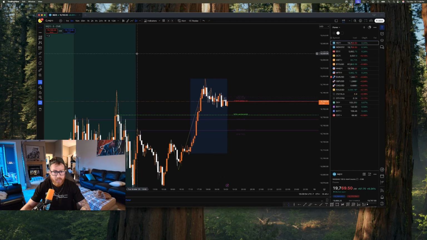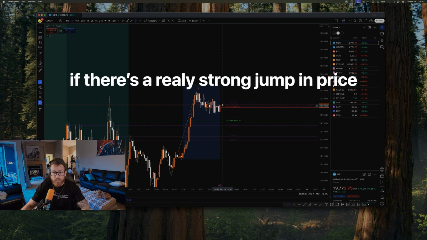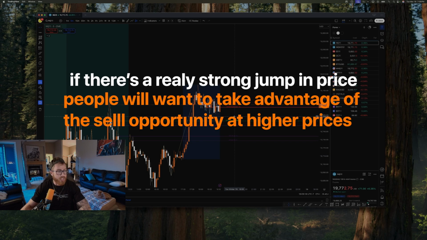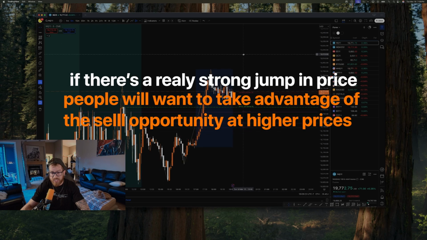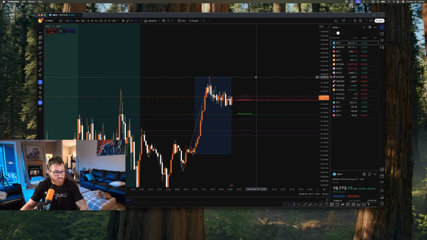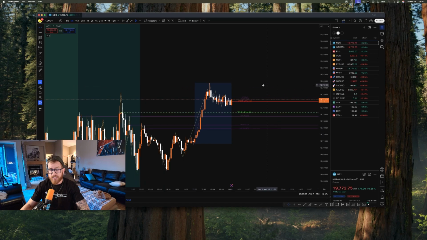And then from there, price might sell back down through these wicks, okay? So the price could jolt up and then the sellers could come in and say, hey, no go, we're going to sell it back down, and then we're going to market sell it back down, and that's going to fill these orders back down to that price, right? So if there's a really strong jump in price, a lot of times it's going to come back down because people want to take advantage of that good sell opportunity at higher prices, if it does spike up. So at any given time, it's a tug of war between the buyers and the sellers.